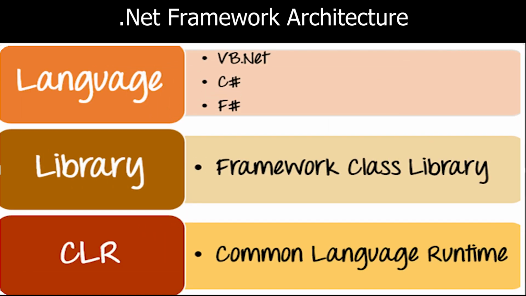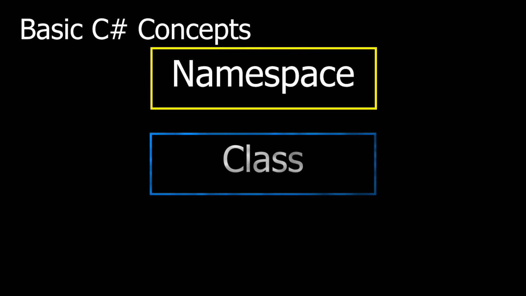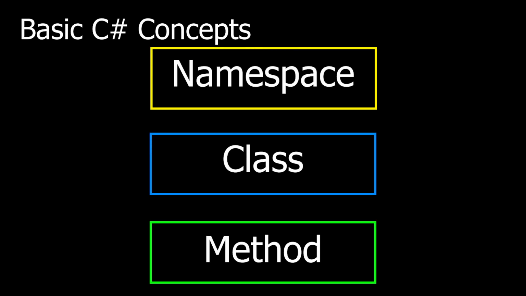You see a very simple .NET Framework architecture. For example, at first, there is the language, which is VB.NET, C#, F#. Library. Library is the framework class library. CLR, Common Language Runtime. As you saw in the syntax example, we have to follow some concepts. For example, at first, we have to have a namespace, then the class name, and then the method.